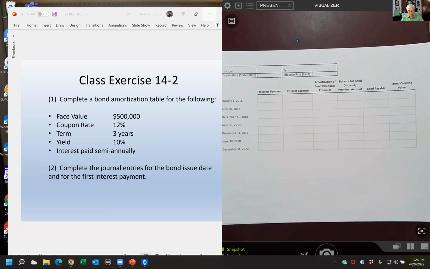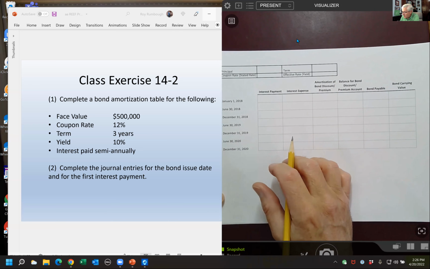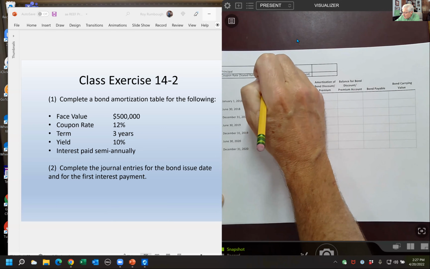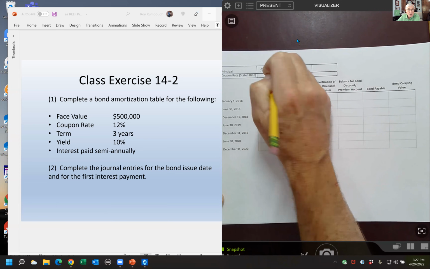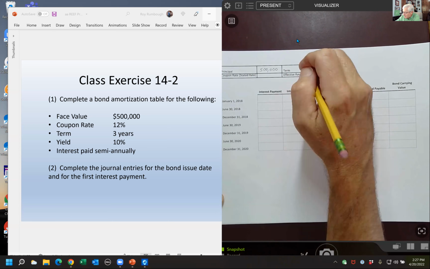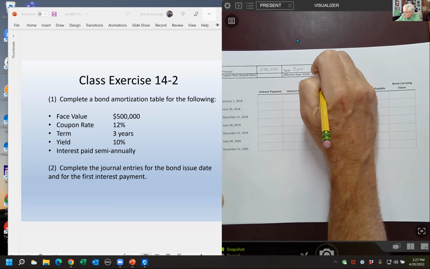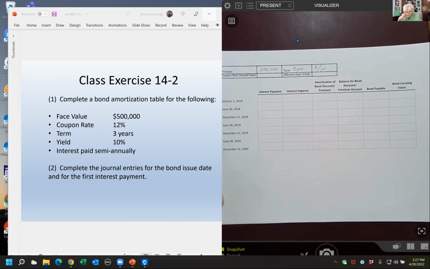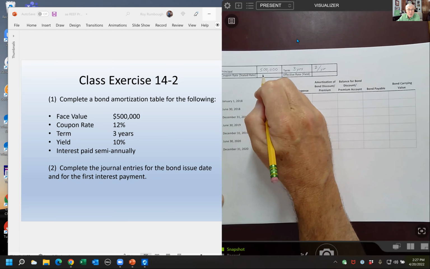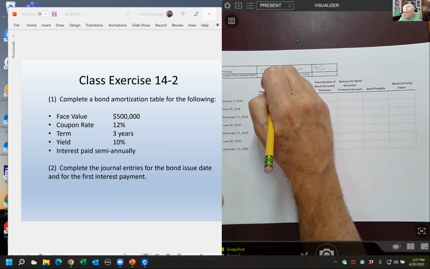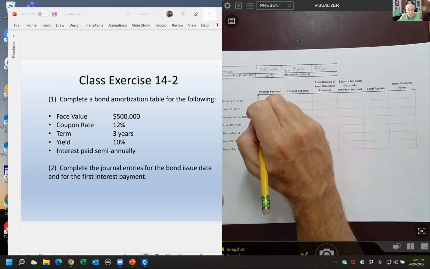All right. So first of all, let's see what we've got here. We've got a face value, or principal, or par value, of 500,000. The term is 3 years, 2 times per year payment. Coupon rate, the stated rate, is 12%. And the effective yield is 10%.